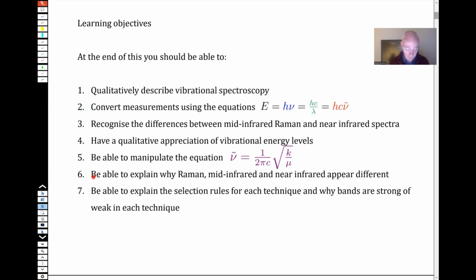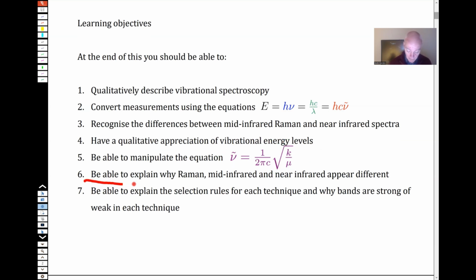To be able to manipulate the equation nu tilde is equal to 1 over 2 pi c root k over mu. So k then is the force constant, mu is the reduced mass. And that really controls those vibrational energy levels, so it's quite critical in that regard.